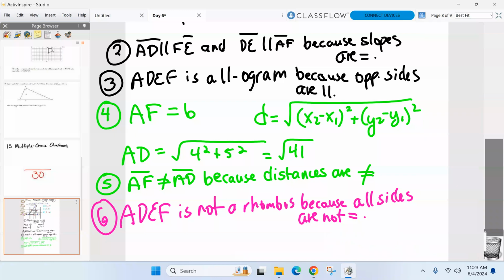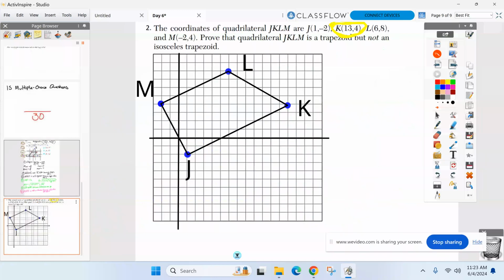Before you graph the next one, just a heads up with point K. Before you make your XY axes, point K has an X coordinate of 13, so be careful there, please. Just give you a heads up, so you don't have to do what I did, which is make your traditional XY axes right down the middle and then figure out I don't have 13 spots.